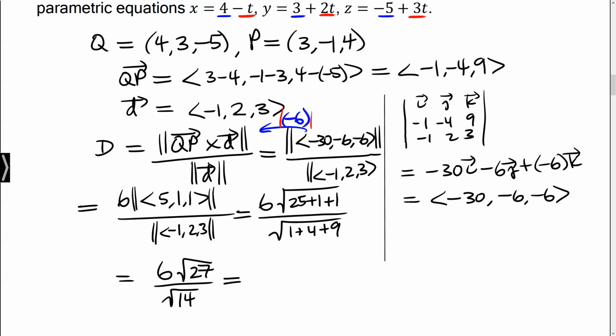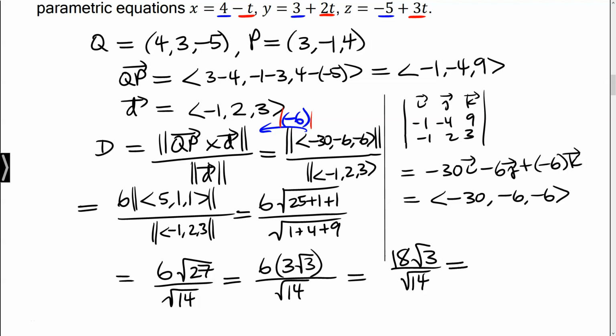And okay, 6 square root 27, so that can be written as 3 square root 3. So I could write this as 18 square root 3 over square root 14. I could also rationalize this. You could just leave it like this, that would be fine. But if I do rationalize it, then it's going to end up being 9 square root of 42 all over 7. And that's really close to 8 1/3. To 2 digits, it's actually 8.33.